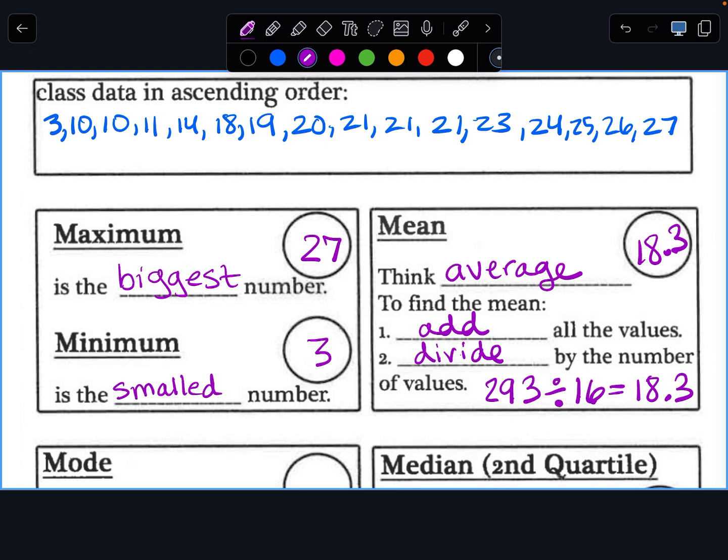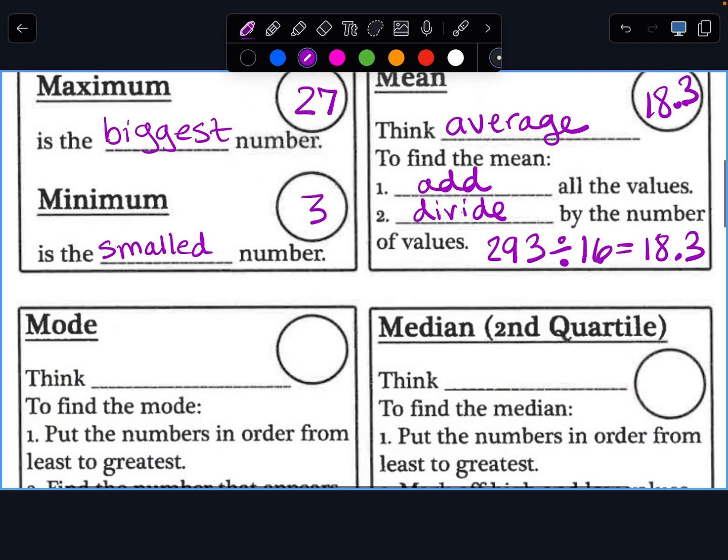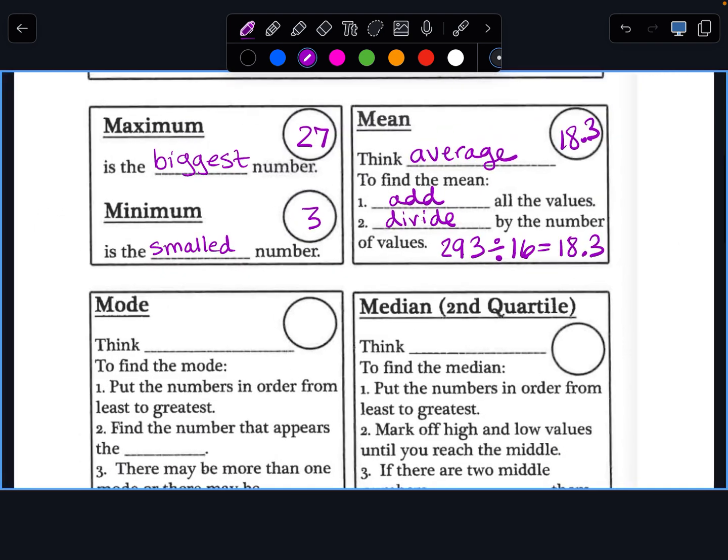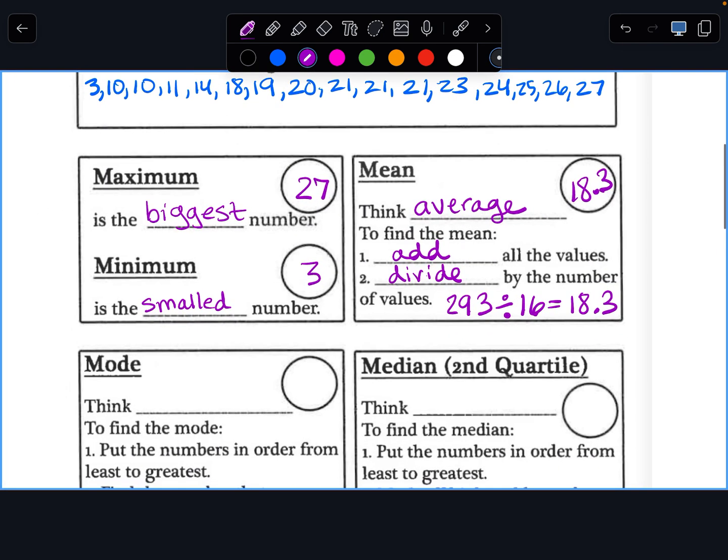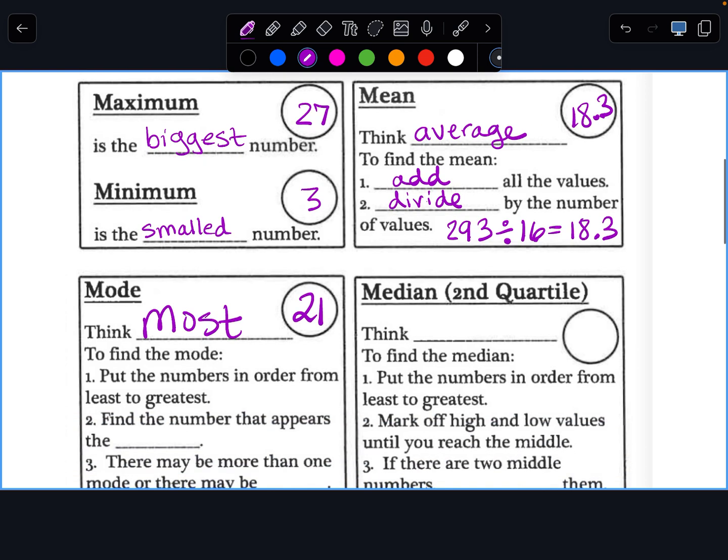Does anyone know what the mode is? John? Yeah, mode, most. So in this case, 21 was there the most. And you always should put them in order from least to greatest when you're finding the mode or the median. It doesn't really matter for the mean, the maximum, and the minimum.